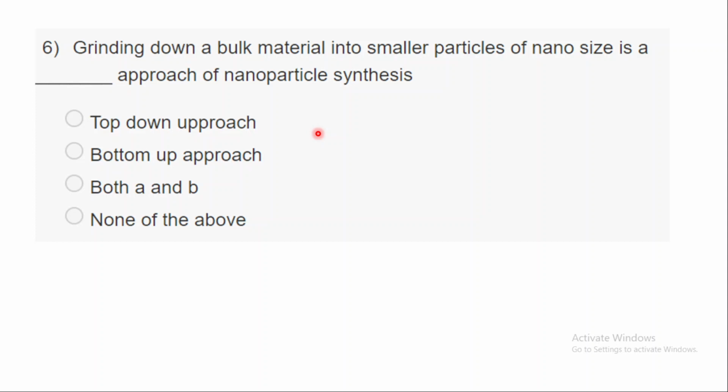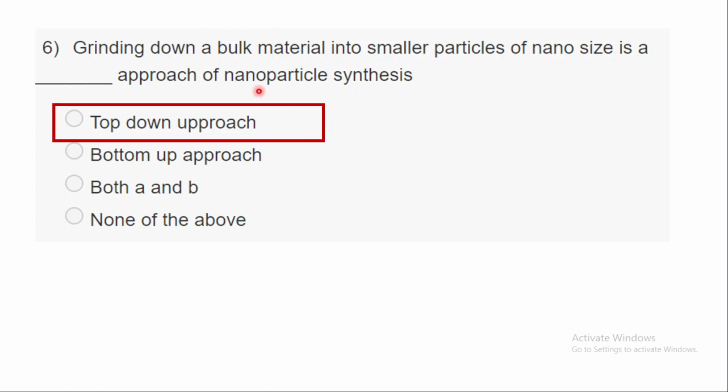It's pretty direct, right? Students are answering A. So A is the right answer. Top down approach is again grinding down a bulk material. So grinding down is a method for top down approach, but the concept here is you are breaking a bulk material into smaller particles of nano size, and this is a top down approach of nanoparticle synthesis. While in the previous example we saw an example of bottom up approach using DNA as a template for nanoparticle synthesis.